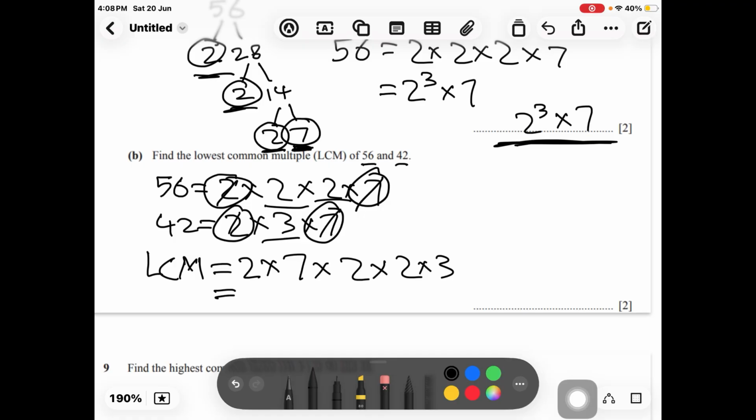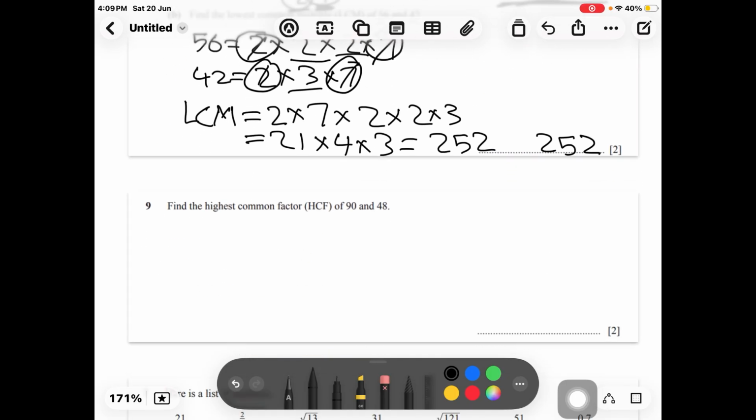2 times 7 is 21. 2 and 2 is 4, and 4 times 3 is 12. So 21 times 12 is 252. So the LCM of 56 and 42 is 252. We can write it here.